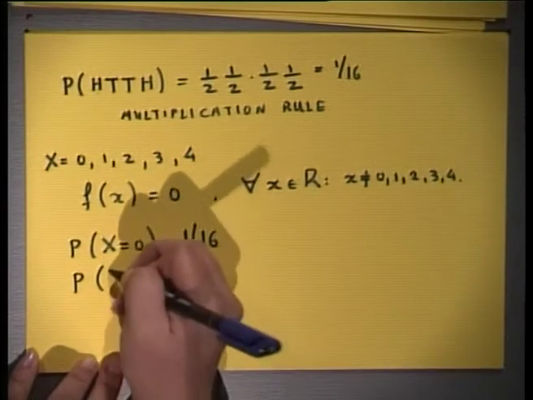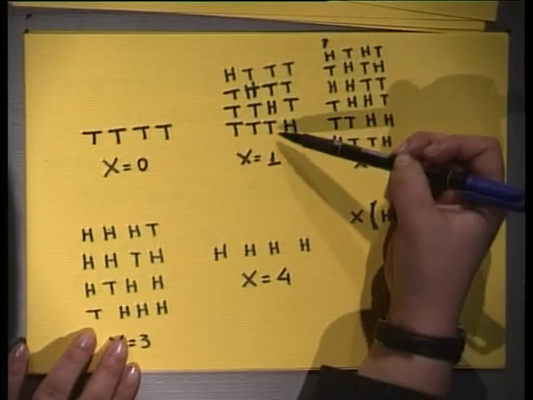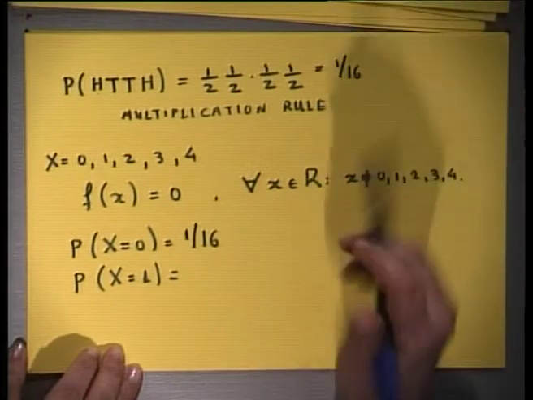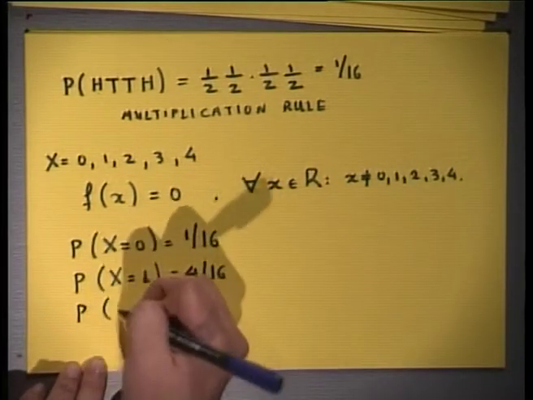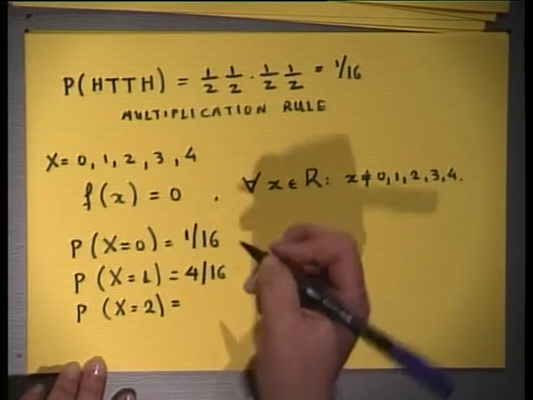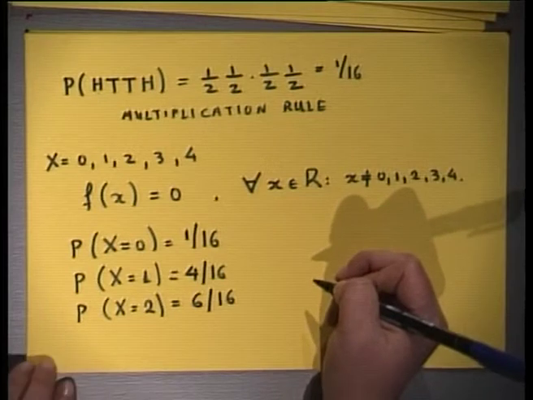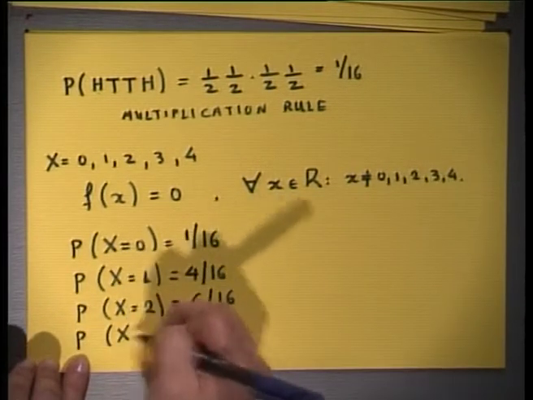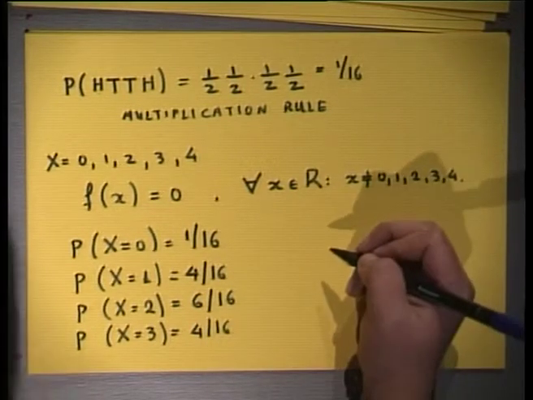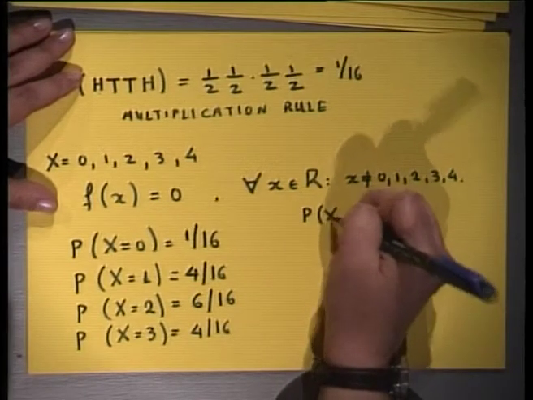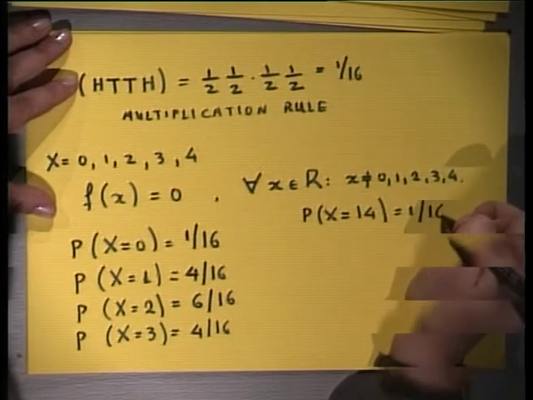The same way, the probability of x equals 1 will be, we see we have 4 outcomes here, so 4 out of 16. The same way, we can calculate the probability of x equals 2, which is 6 out of 16. The probability of x equals 3, which will be 4 out of 16. The probability of x equals 4, the last one, which is 1 over 16.